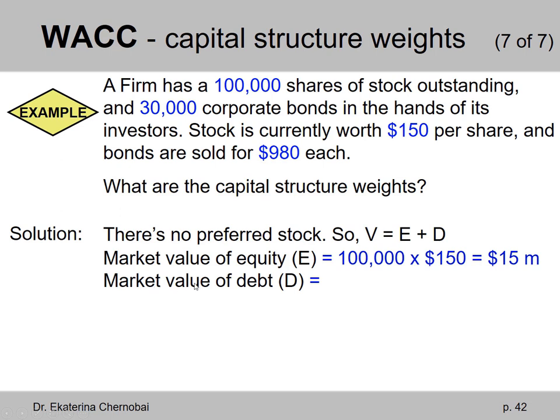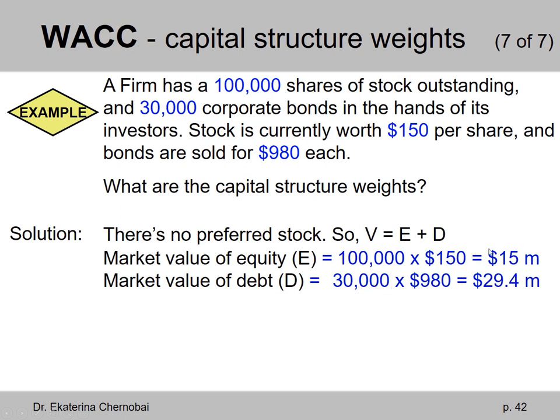Similarly, we can calculate the market value of debt, which is the number of bonds, 30,000, multiplied by the market value of each bond, $980. How do we know that 980 is market value rather than book value? First, book value is usually $1,000, like the face value of each bond. And second, the wording. Bonds are sold for this much each. So this refers to the price that you will be paying today, which is the market value. Okay, so 30,000 times 980 gives $29.4 million.